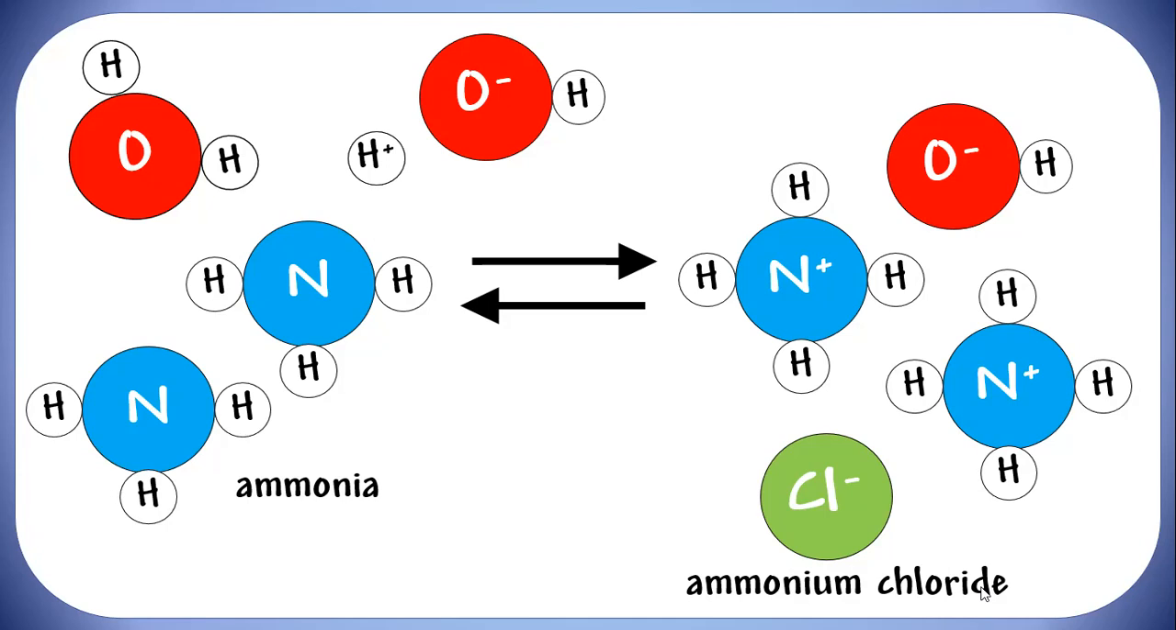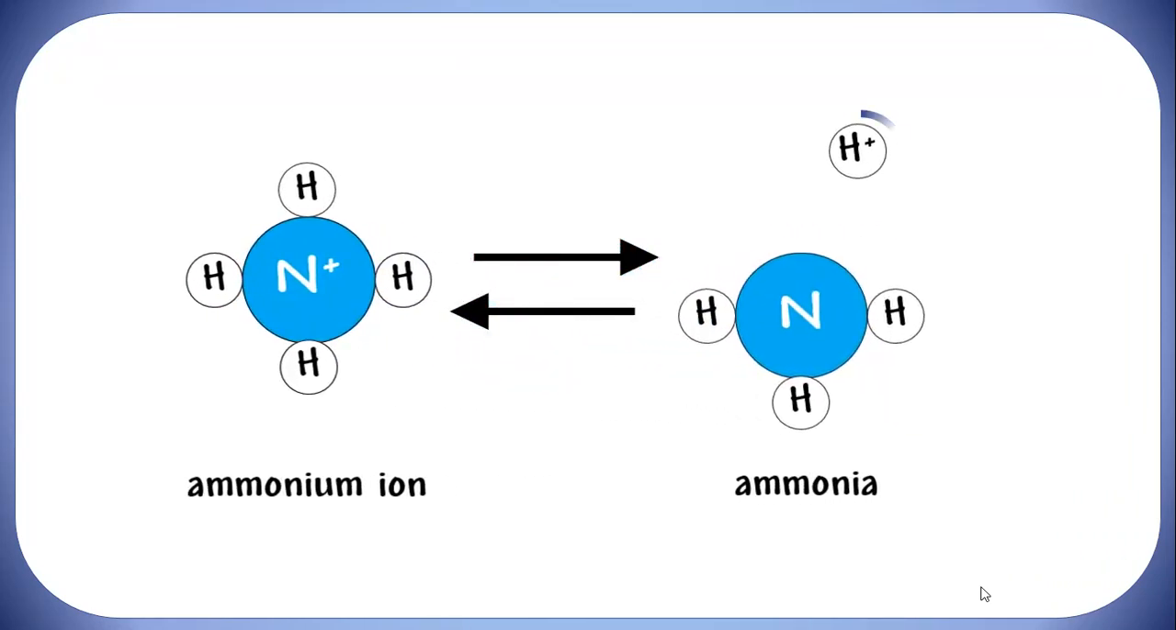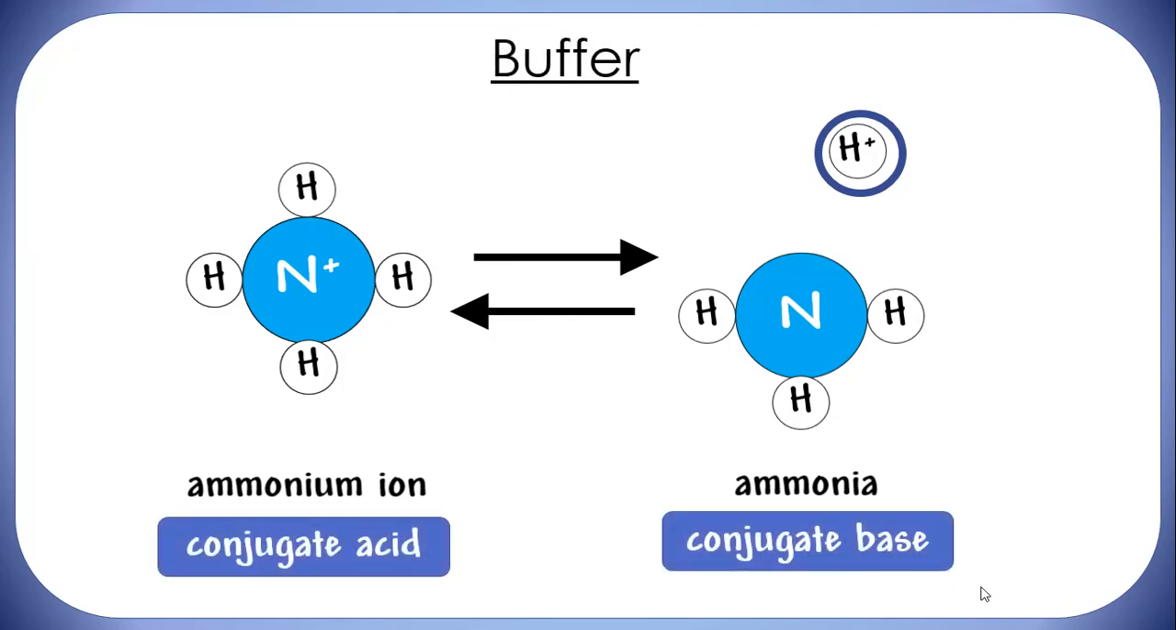In this mix, something interesting happens. Let's take the chloride out of here and simplify this view back to just thinking about ammonia and ammonium ions. You can see here that ammonia is a base because it takes the hydrogen ions out of solution. If we flip the equation around and think about it from the other direction, you can see that the ammonium ion is actually an acid because when it falls apart, it adds hydrogen ions to the solution.